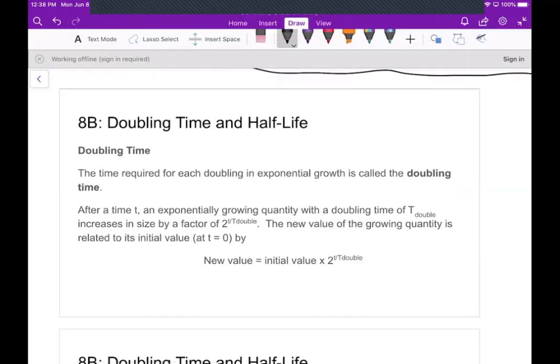Okay, guys, welcome. In this video, we're going to talk about doubling time and half-life. Now doubling time, of course, is the time required for each doubling within an exponential growth model.